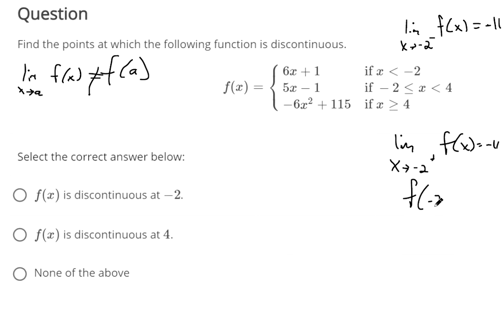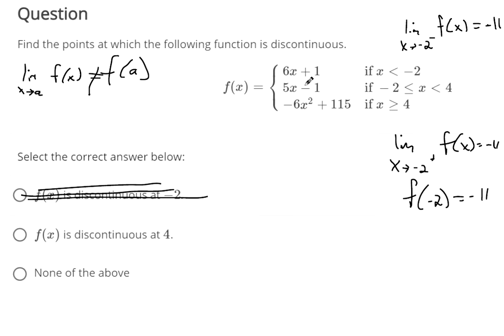Does the exact value exist? We need to plug in x equals -2, and if we do that, it's just the same thing as we got with the right-hand limit. The limit exists, so it's continuous at -2, not discontinuous. Is it discontinuous at x equals 4?